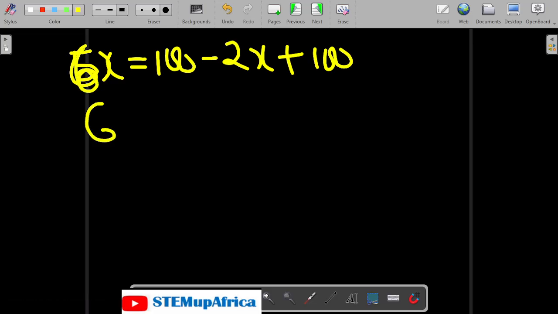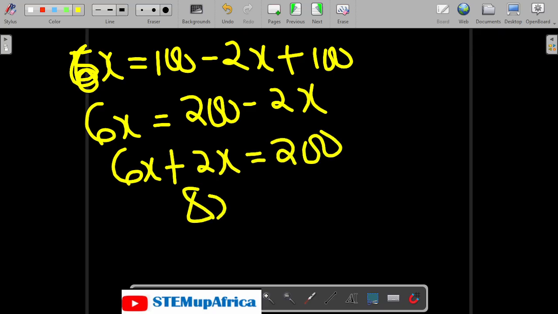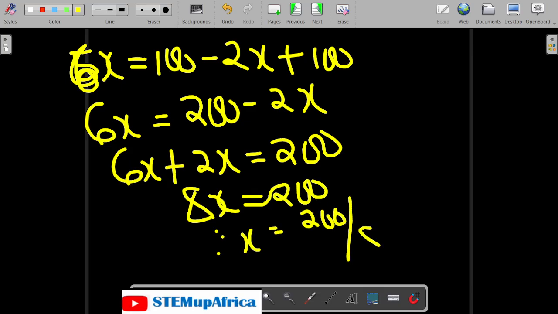So I'm having 6x is equals to 200 minus 2x. So I'm going to collect like terms. I'm having 6x plus 2x is equals to 200. So 8x will give me 200. Therefore, my x is 200 divided by 8. So if I divide, what am I having? 200 divided by 8 will give me 25 degrees. So our x is 25 degrees.